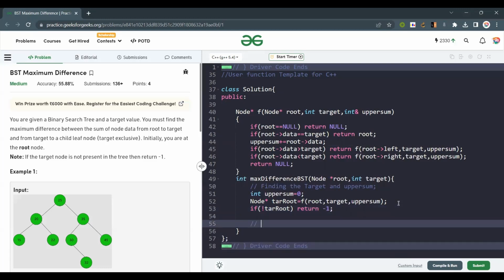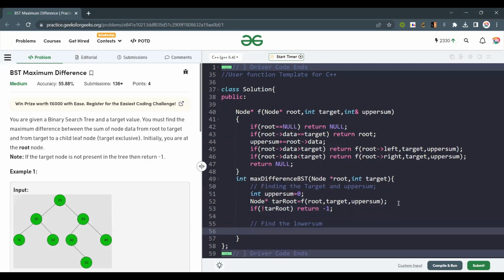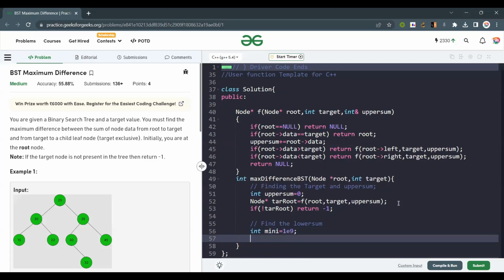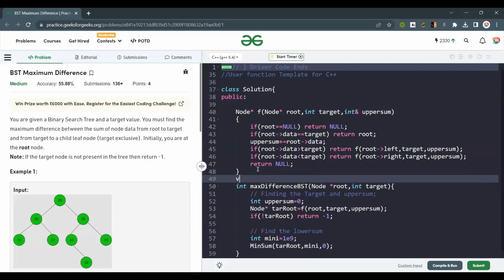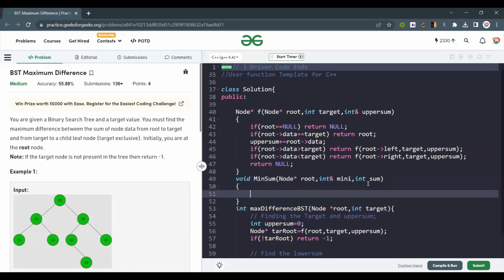Now, if target root is found, let's find the lower sum. Okay. So how can we find this lower sum? As I said, we have to minimize the lower sum. So let's create the mini variable, which will be set to INT_MAX initially, and we'll find the minimum sum. Target root, pass the target root, mini and 0. So we will create this min sum function and notice the root, int ampersand mini, so that it is passed by reference. And here we will add this sum. Now this is the lower sum.